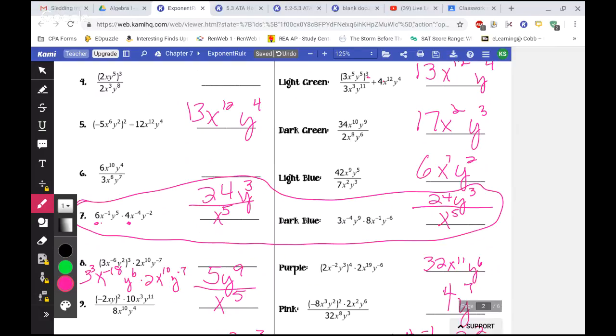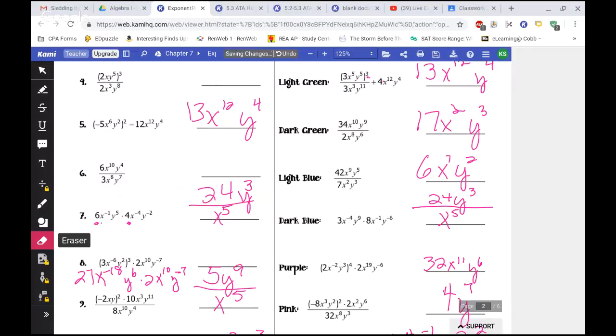So negative. Okay, what's 3 cubed? 3 times 3 is what? 9. Okay, good job. 27. Okay, so 27 times 2 is what? 54. Right.